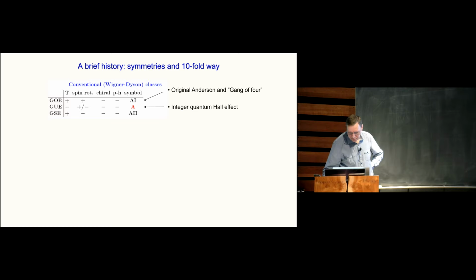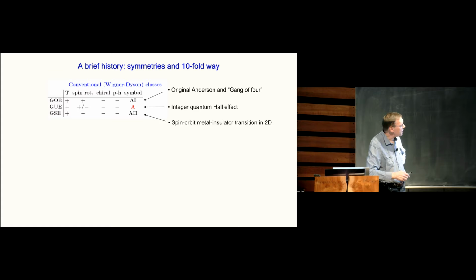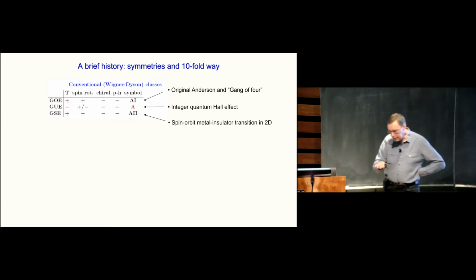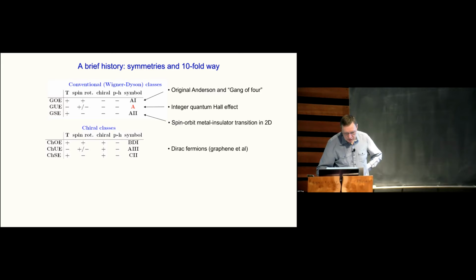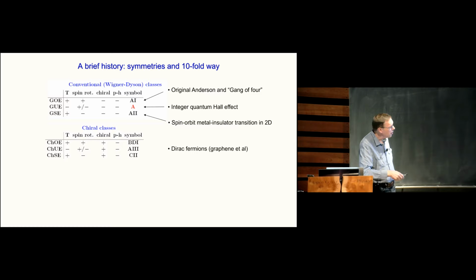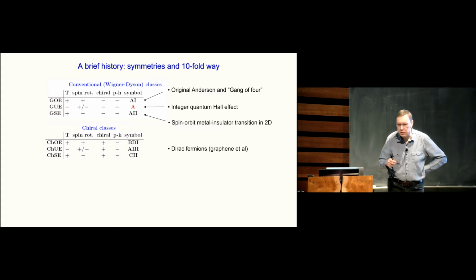I should point out that even in these three conventional classes, there is a special class realized in a two-dimensional electron gas with strong spin-orbit interaction, where you can have a transition in two dimensions. So both the integer quantum Hall effect and this transition represent critical points in two dimensions, Anderson transitions. There are other systems with an additional symmetry, called chiral symmetry or sublattice symmetry, which describe Dirac fermions in any kind of context, in high energy physics or graphene and whatnot.